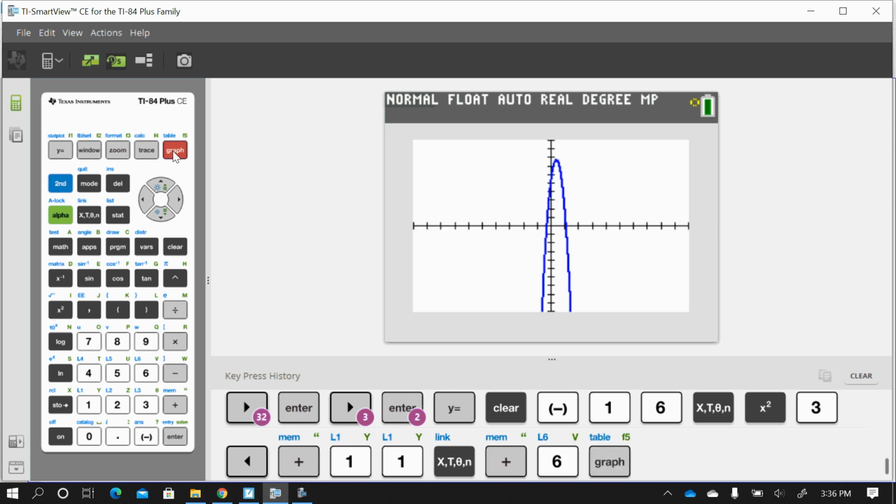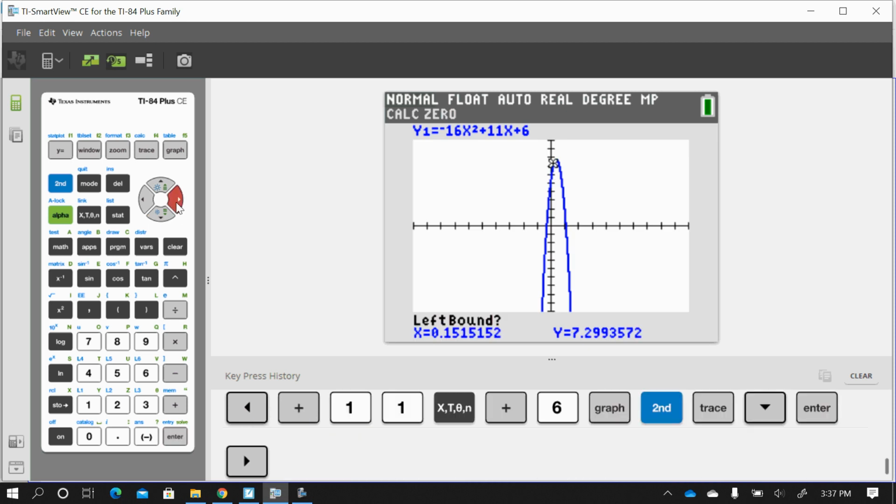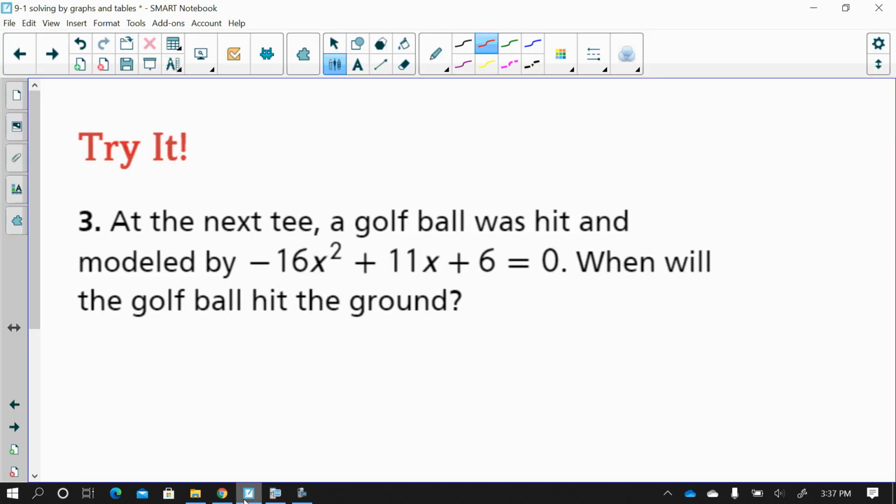Let's go ahead and graph. Looks like it's going to be just over 1 second. Okay, so second calc. And we're going to find the 0. Okay, so I want to be left bound, so it doesn't matter how far left you are. I just like to be a little bit closer. Okay, right bound, I need to move. Okay, now I'm right of it. Enter on guess. 1.05. So x equals 1.05. So the ball will hit the ground after 1.05 seconds.